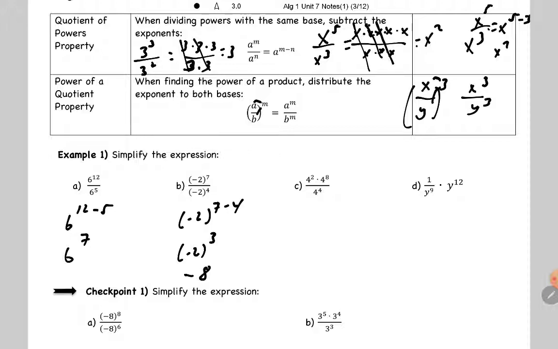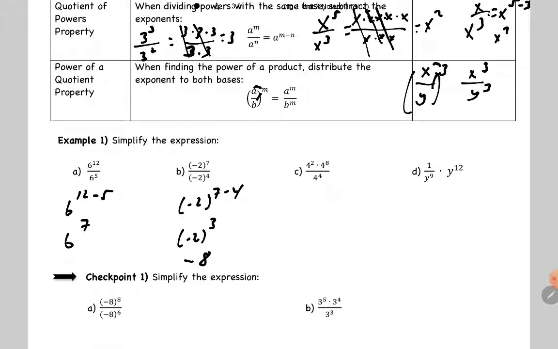Part C, 4 squared times 4 to the 8th, over 4 to the 4th. So remember, if we're multiplying the same base, we add. So we're going to do the top first. So 4 to the 2 plus 8 over 4 to the 4. So we have 4 to the 10th over 4 to the 4. Now we do our new property that we figured out, which is when we're dividing with the same base, we subtract the exponents. So this is 4 to the 6th.